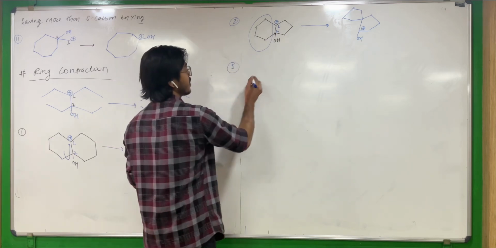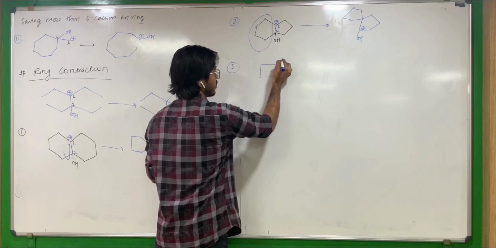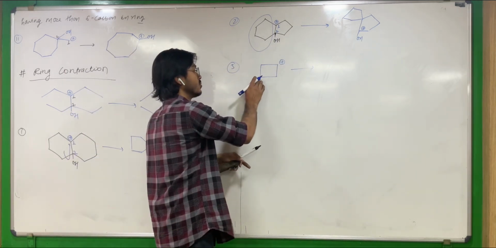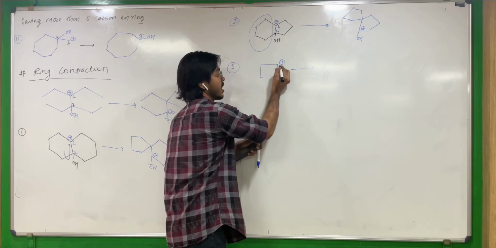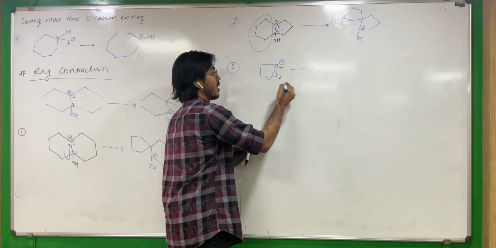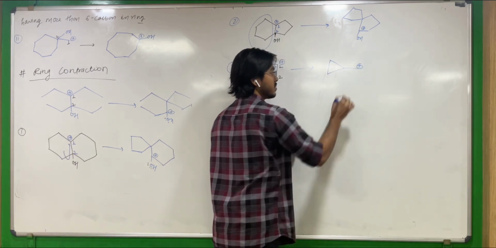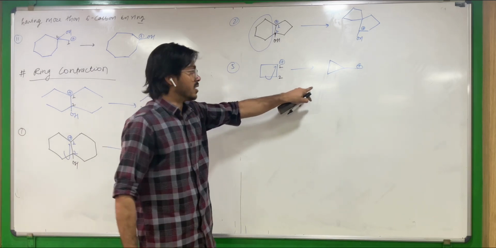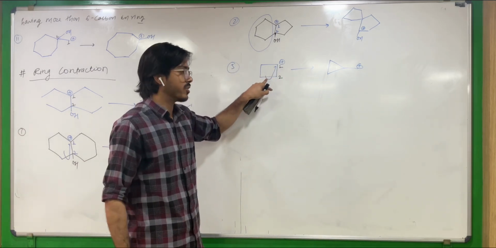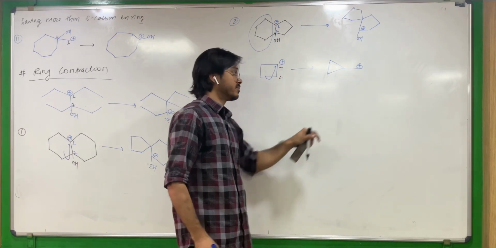Third one. We know that this has very high angle strain. So this will also go into ring contraction. This is carbon number 1, this is carbon number 2. So this will shift here and will convert into this. And this carbocation is stabilized by sigma resonance. So the 4-member cyclobutyl carbocation converts into cyclopropyl methyl carbocation.